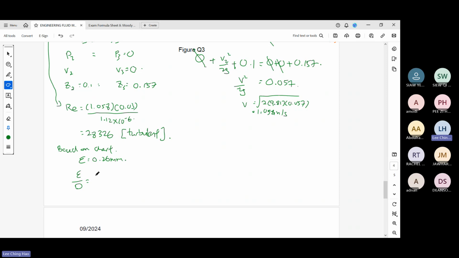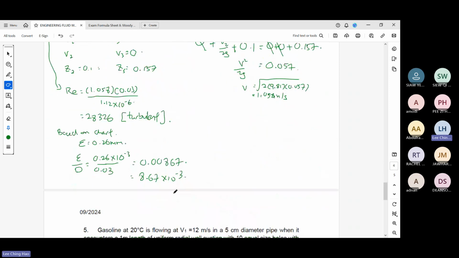So then you have to make it into the same unit. Normally I will do it this way: 0.03. So 0.26 divided by 0.03, you will get 0.00867, or we call it 8.67 times 10 power of negative 3. The diameter is 3 cm, exactly. So now you have this value and this value, 2.8 times 10 power of 4.